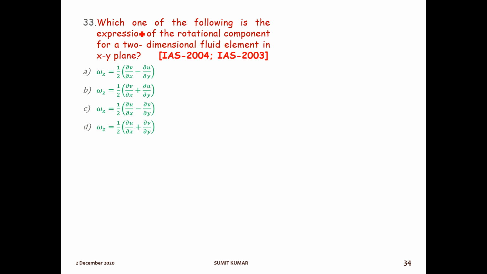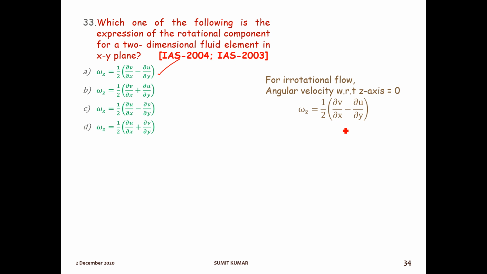Which one of the following is the expression of the rotational component for a two-dimensional fluid element, that is angular velocity omega z? Already we have read: omega z equal to half of del v by del x minus del u by del y. Option number A is the correct answer. You can see here the equation for angular velocity omega z. Option number A is the correct answer.